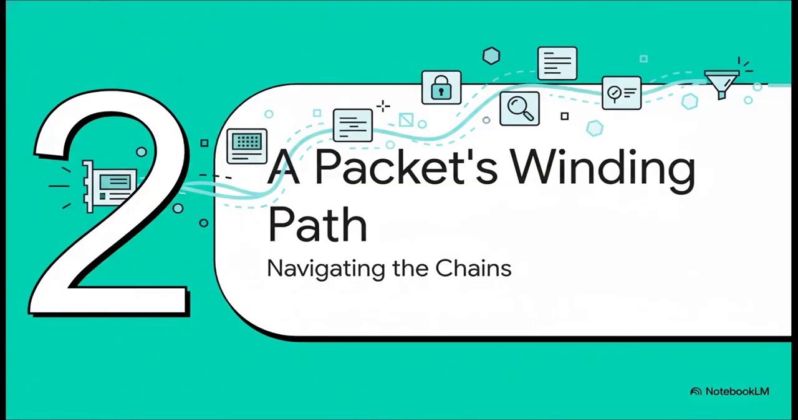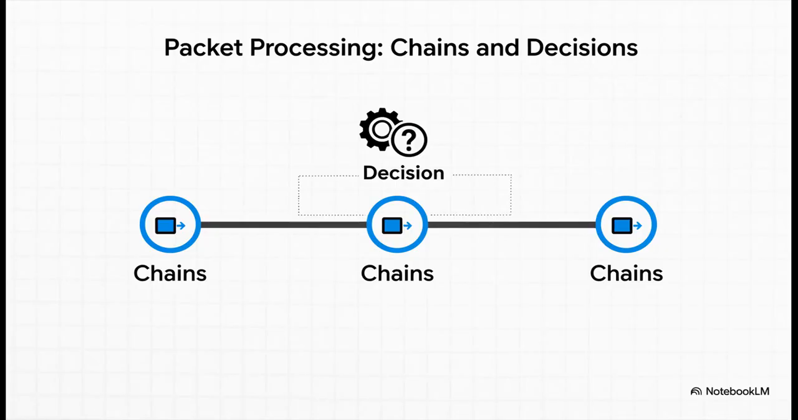Okay, let's get into the journey itself. A lot of people think a packet just arrives and smacks into this one giant wall of rules. But the reality is actually way more elegant. The packet travels along a very specific path with very specific checkpoints. And these checkpoints have a name. They're called chains. Just imagine them like intersections on a highway.